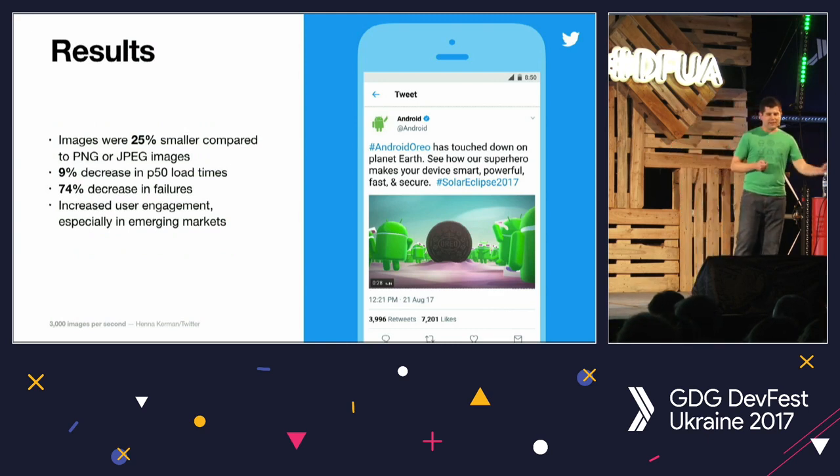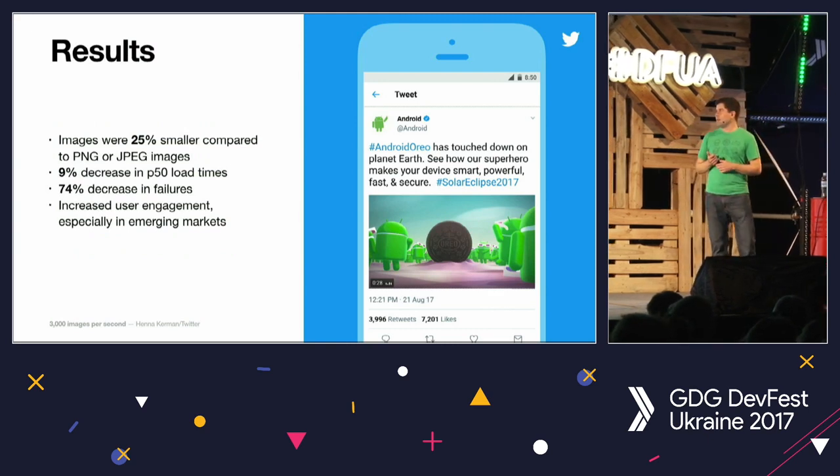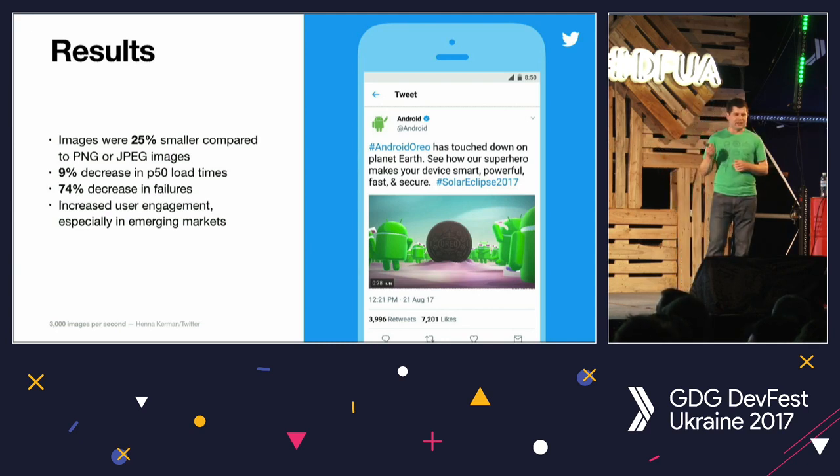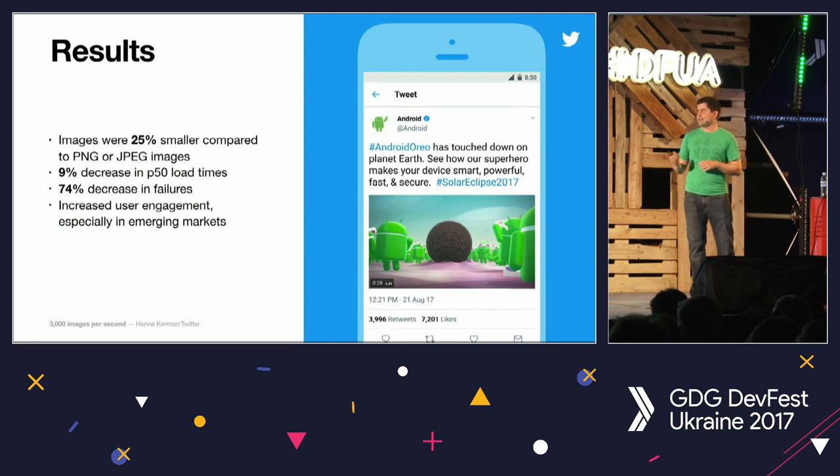And the results were really good. We ended up going with progressive JPEG. When you use Twitter today, that's what you're loading. We found that images were 25% smaller when compared to PNGs or the JPEGs. We saw a 9% decrease in P50 load times, so the images loaded faster. We saw a 74% decrease in errors. And most importantly, we saw increased engagement, especially in the emerging markets we wanted. So it improved our top line metrics by just improving how we load images.